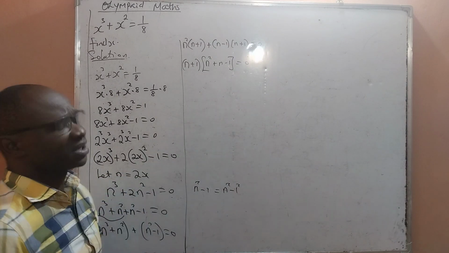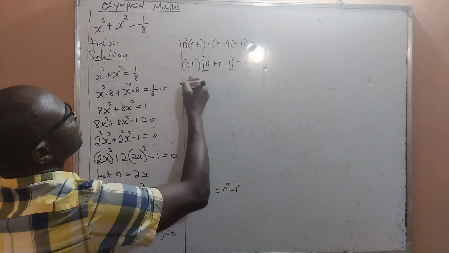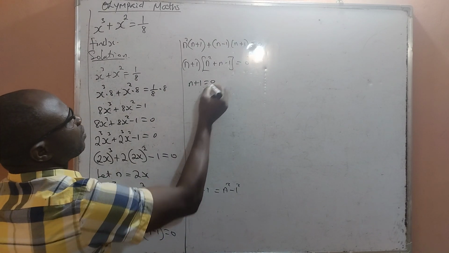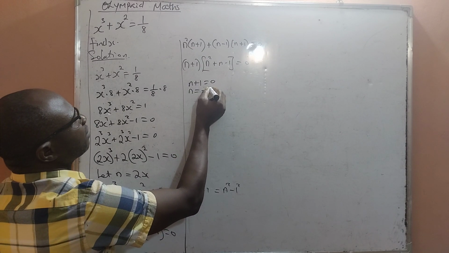Now, the second bracket is a quadratic function. Therefore, it implies that I have n plus 1 from the first bracket is equal to 0, meaning that n is equal to minus 1.